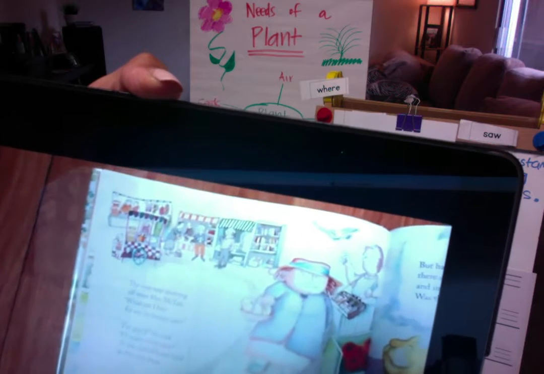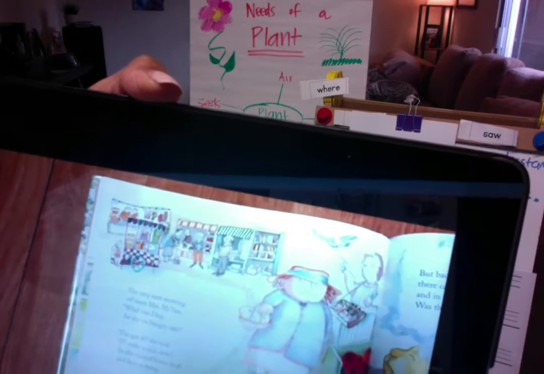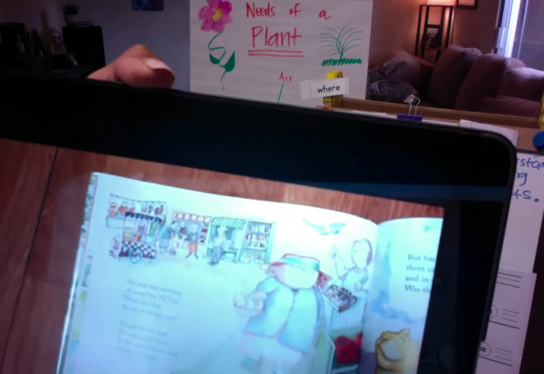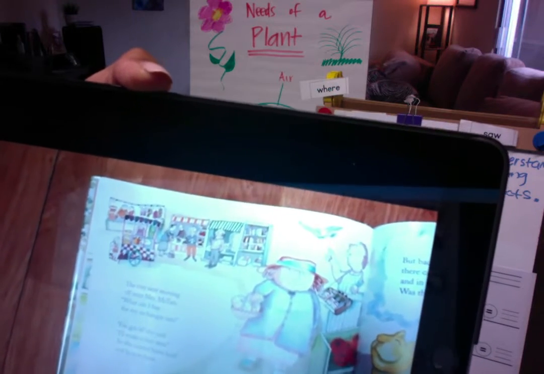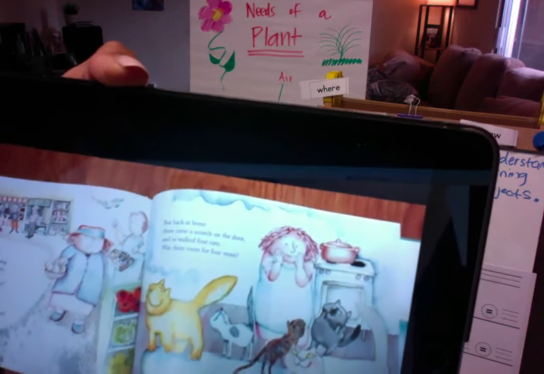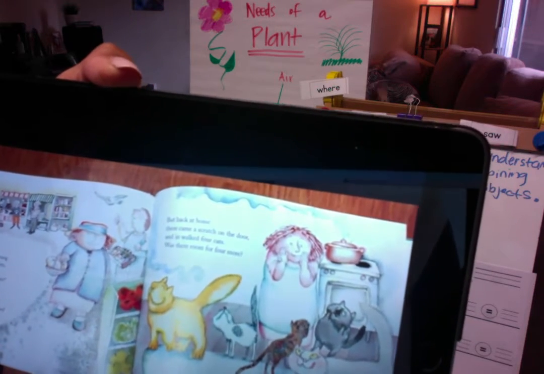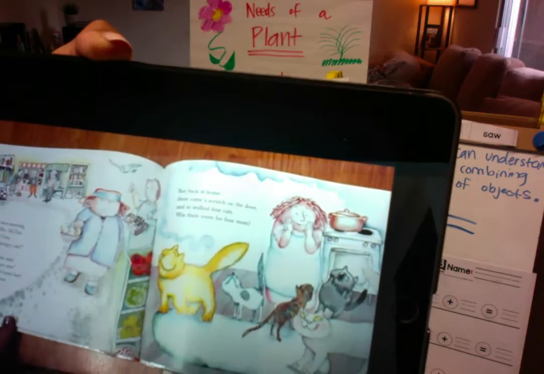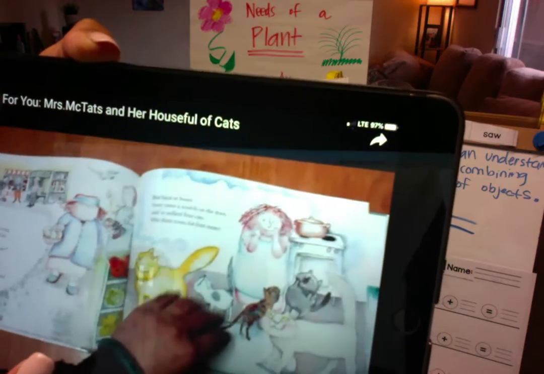The very next morning, off went Mrs. McTatt. What can I buy for my 6 hungry cats? I got it, she said. I'll make a nice stew. So they carried home stew. But back at home, there came a scratch on the door, and in walked 4 cats. Was there room for 4 more?